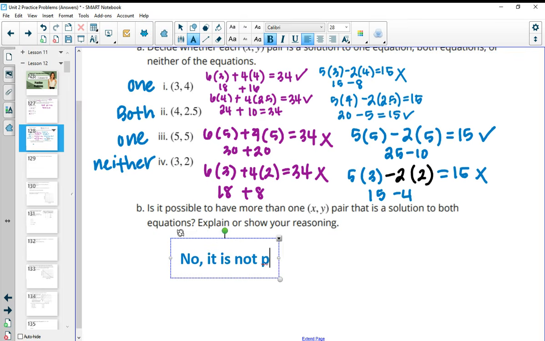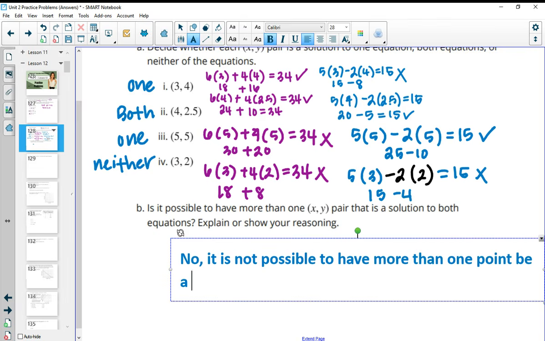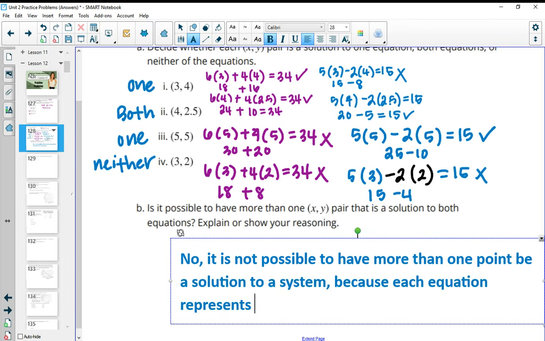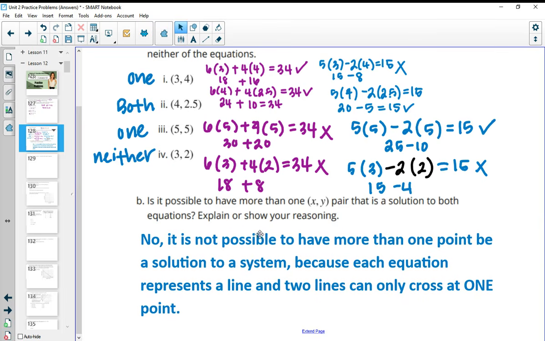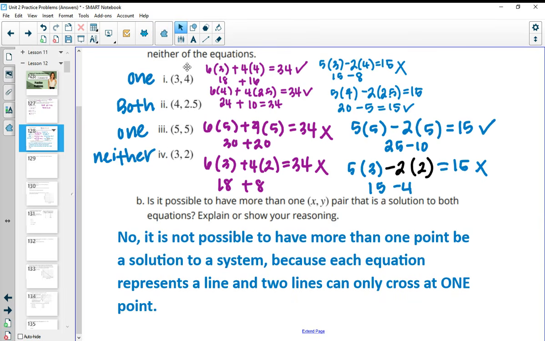It is not possible to have more than one point be a solution to a system, because each equation represents a line. And because each equation represents a line, two lines can only cross at one point, at most at one point, right? They could not cross at all if they were parallel, but two lines are only going to cross once.